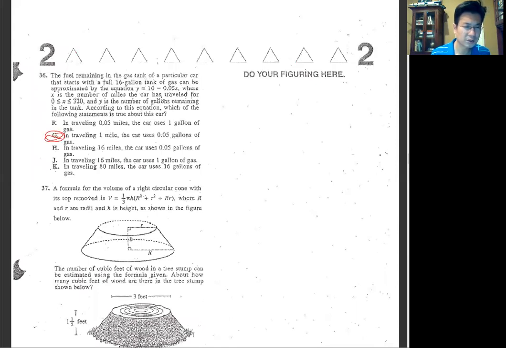G, because 0.05 is the slope. Slope means how much it increases every time you put in whatever x value.